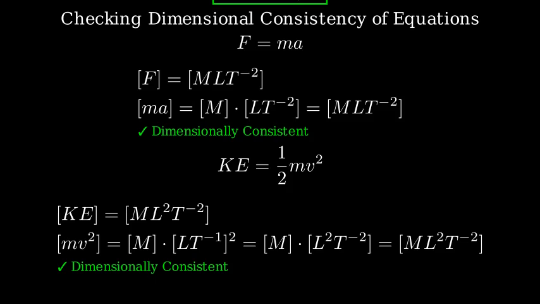KE has the energy dimension ML^2T^-2. mv^2 = M * (LT^-1)^2 = M * L^2T^-2 = ML^2T^-2. Again, the dimensions match, confirming the equation is dimensionally consistent.